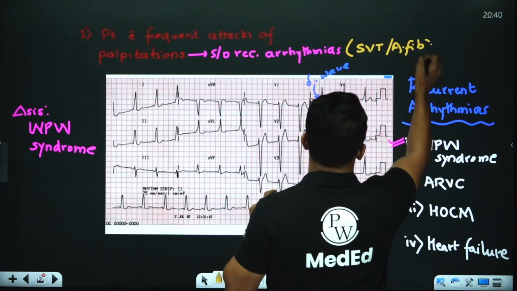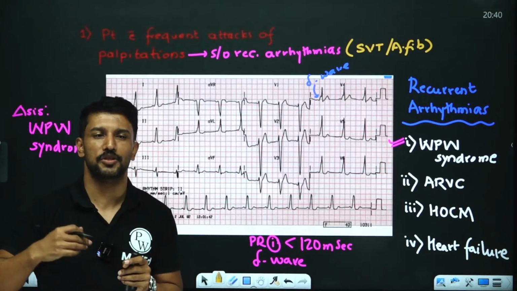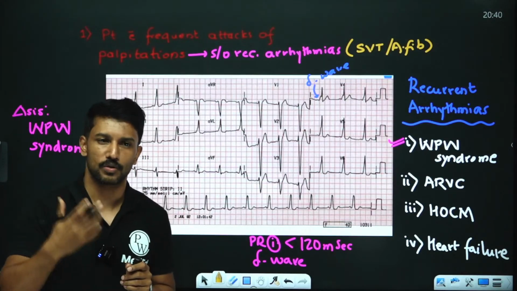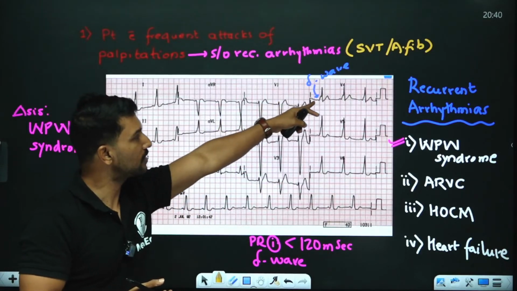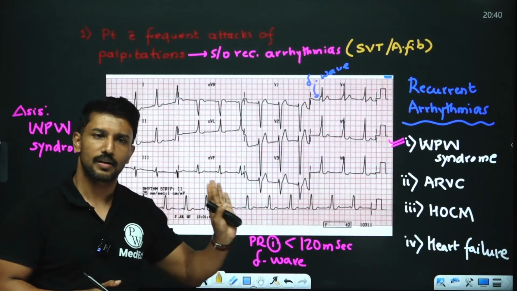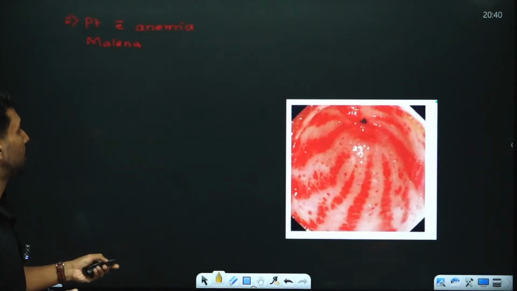So the question may not only mention palpitations. Instead, the question may say that the patient comes with recurrent attacks of atrial fibrillation or recurrent attacks of paroxysmal supraventricular tachycardia, and they give this ECG. The moment you notice that there is a delta wave, you will label it as WPW syndrome. Okay. Now let's go to the next image.